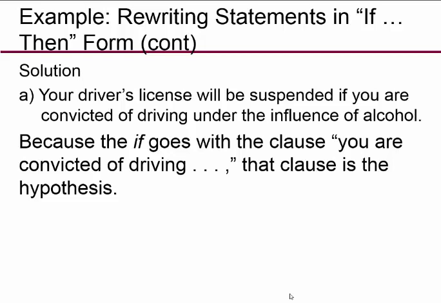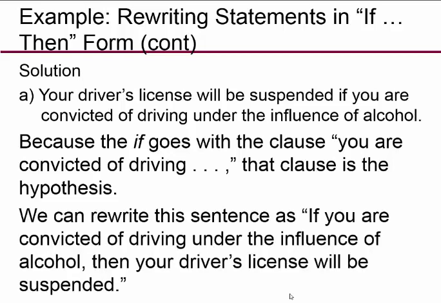So the first one, your driver's license will be suspended if you're convicted of driving under the influence of alcohol, because the if goes with the clause you are convicted of driving. That clause is the hypothesis. So we can rewrite the sentence as if you're convicted of driving under the influence of alcohol, then your driver's license will be suspended.